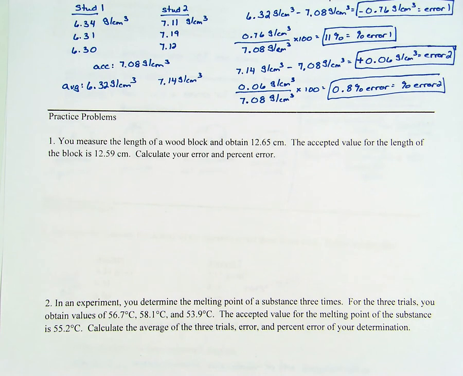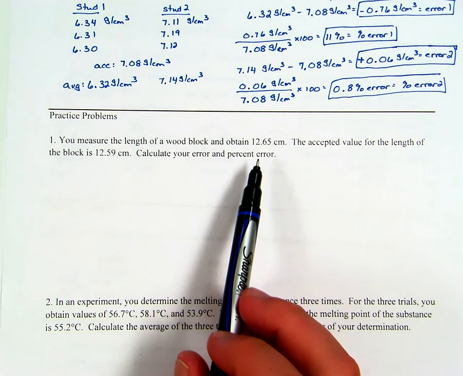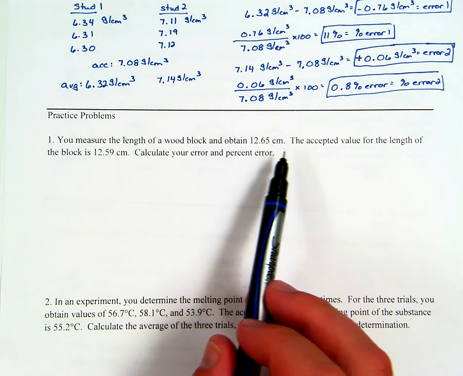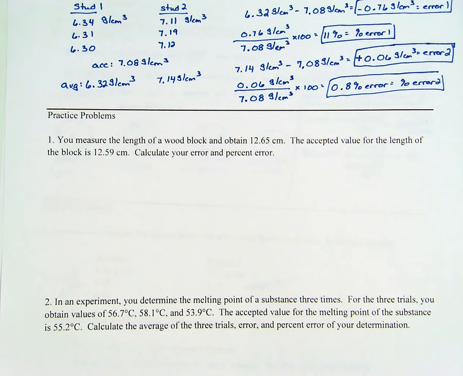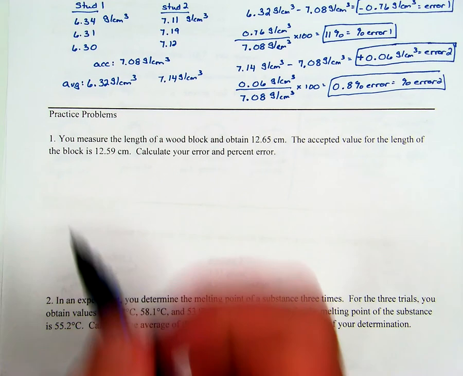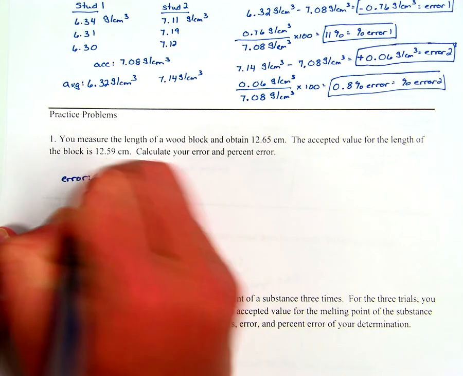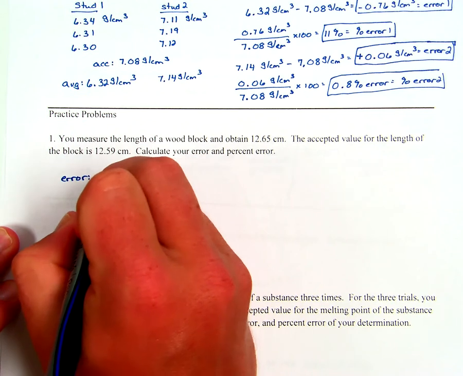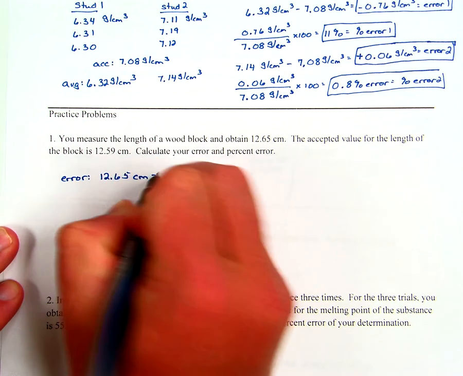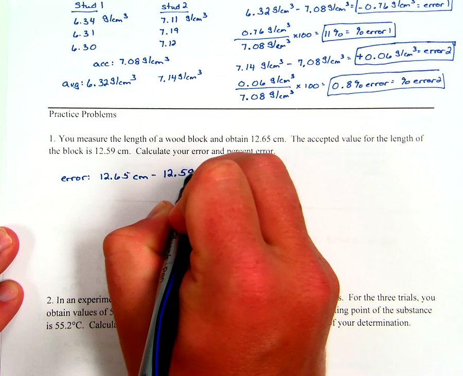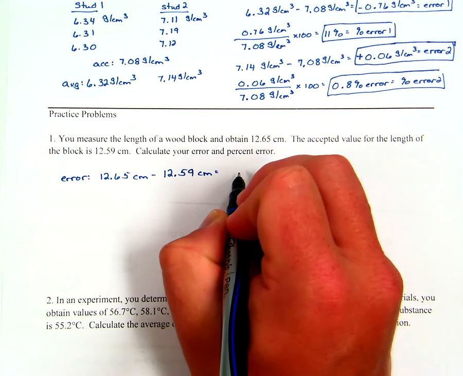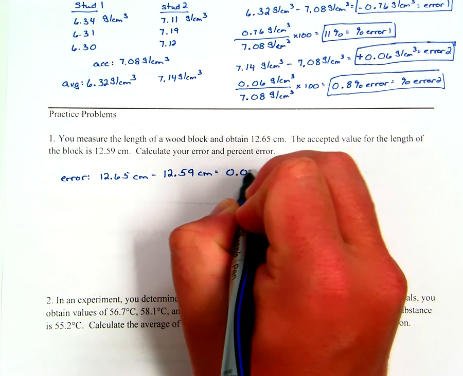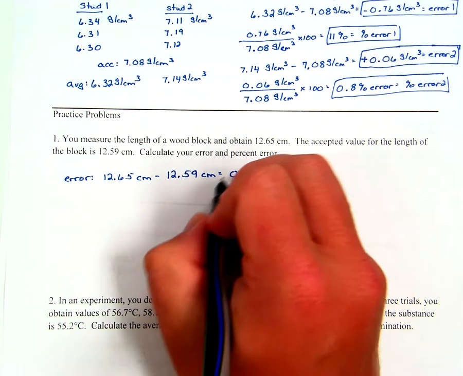All right, practice problem number 1. It says you measure the length of a wood block and obtain this value, and you're told the accepted value for the length of the block is 12.59. Calculate your error and percent error. Well, the error, that is the value that you measured, 12.65 centimeters, minus the accepted value, the right answer, 12.59 centimeters. This is going to give you 0.06 centimeters. And because it's a positive number, I am explicitly going to put the positive sign up there to show that we are too high. So that is the error in our measurement.